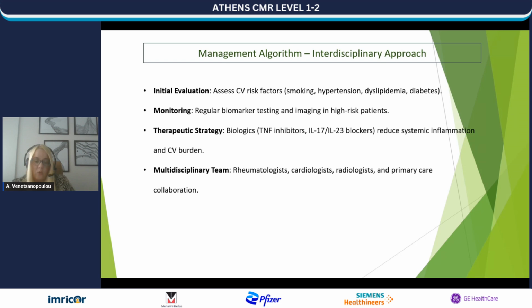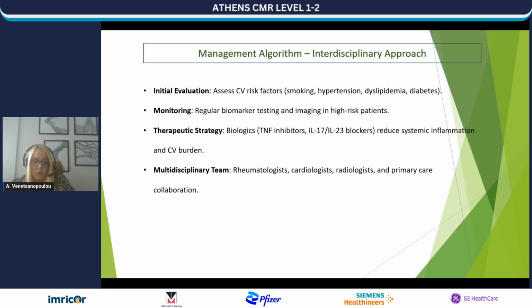So, how do we act with this knowledge? The answer lies in a structured approach. When we think about seronegative arthritis, we rheumatologists often focus on the joints, but we also need to focus on the heart. Cardiovascular risk in these patients is high, under-recognized, and often undertreated. That's why taking action really matters.